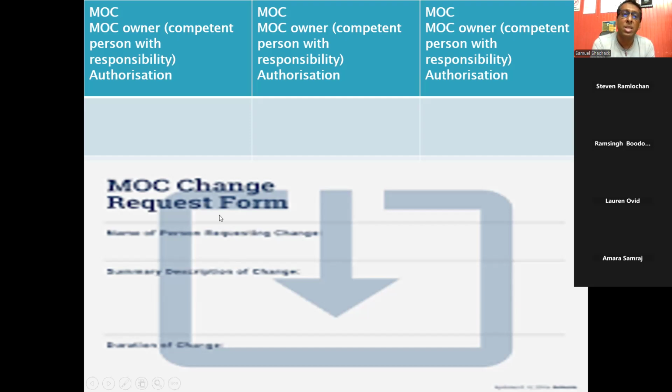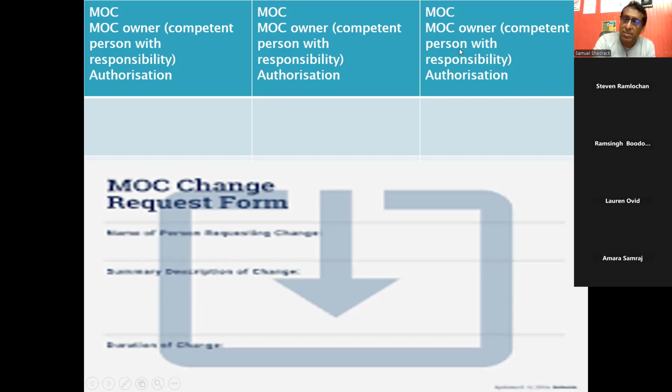So we have who is the MOC owner, who recommended the change, who is the person responsible for authorization. Now, these headings could change, because looking at it, I think I kind of duplicated a heading, but you could put in your own headings. You can say, who is the MOC owner? What's the implication of the change?